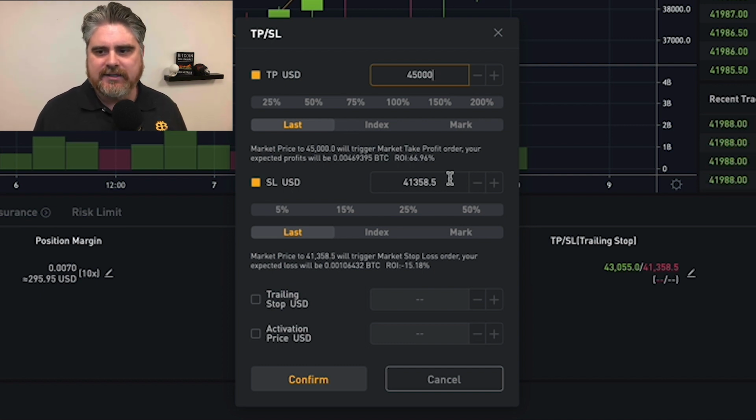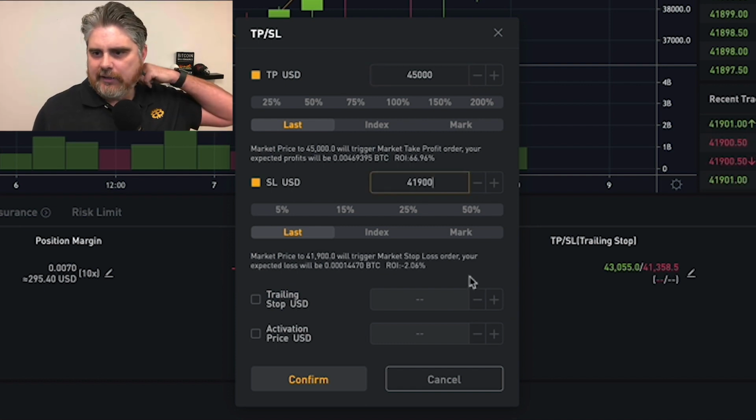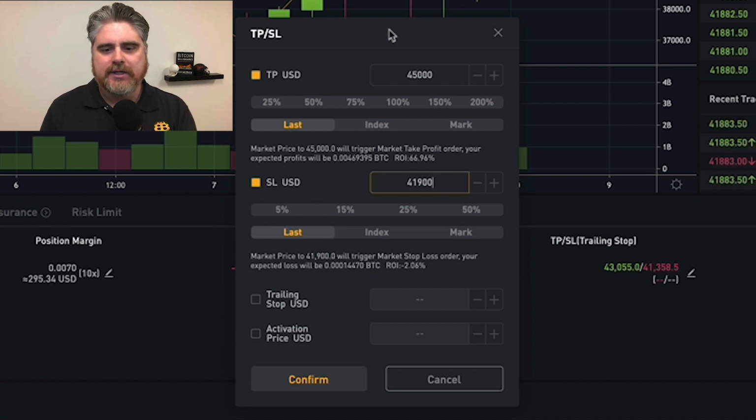Like right now, the price is at 41,980. I may want to move this up to 41,900. That's still a loss. So it must be down from where the order price was. This is what you use when you're ahead in a trade, okay?